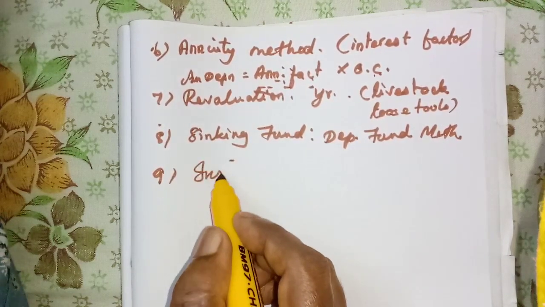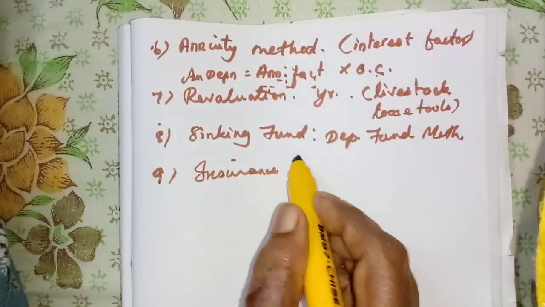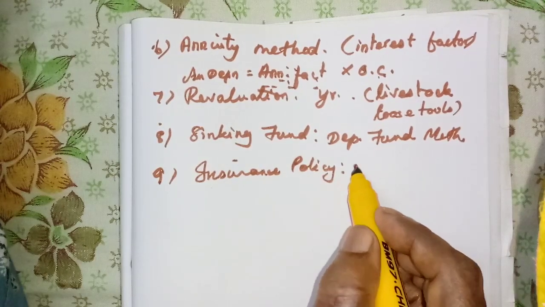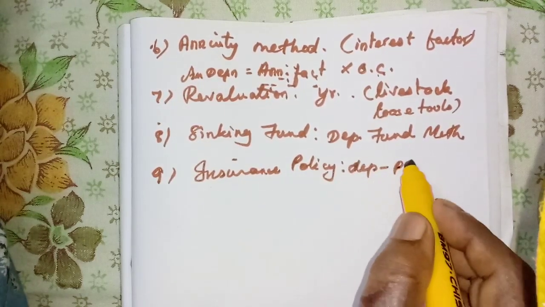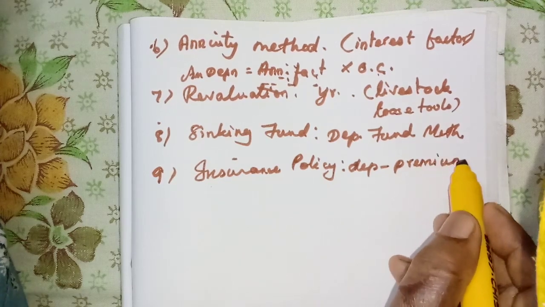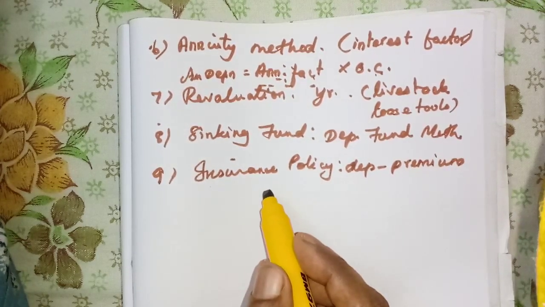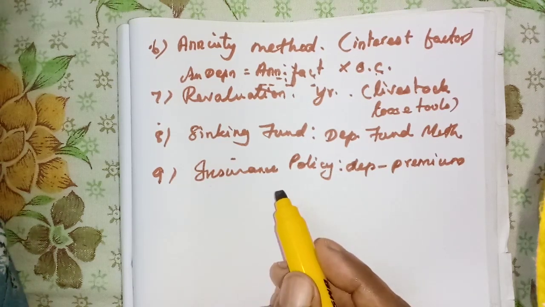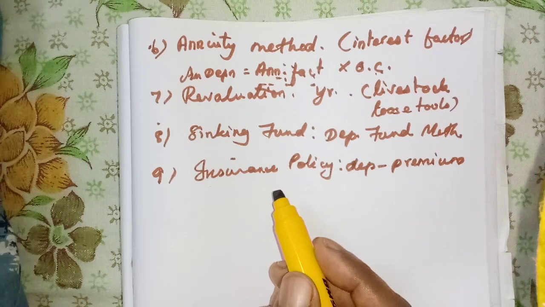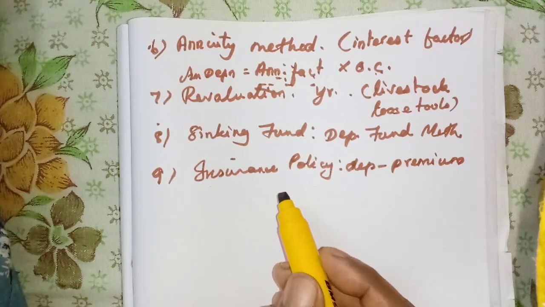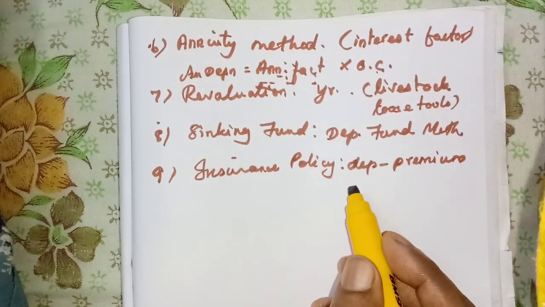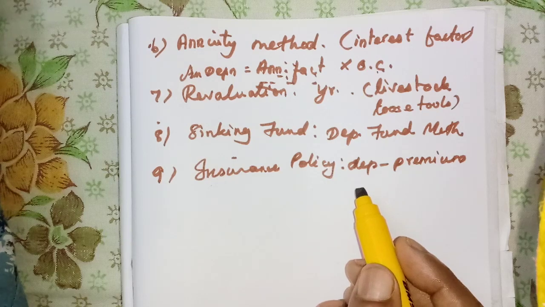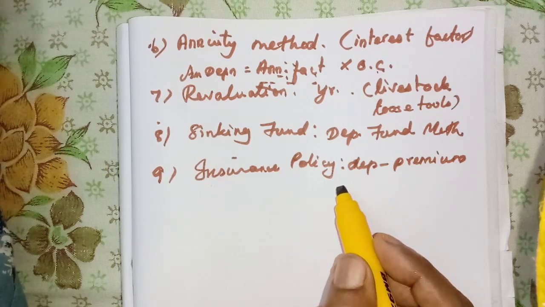In the same way, another method is the insurance policy method. Each depreciation amount is considered as the premium, and this premium will be paid to the insurance company every year. Once the old machine gets out of date and needs to be replaced, they will claim the policy amount and replace that machine with a new machine. So all the 9 methods we have learned.